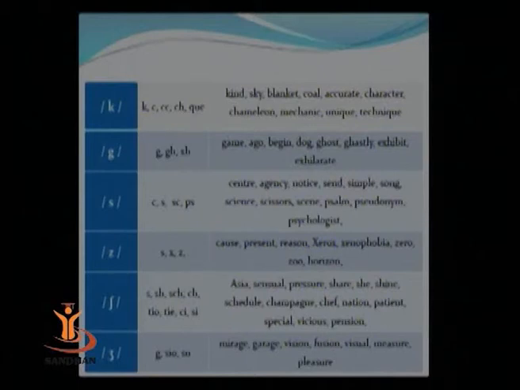s, x, z represent the z sound. Cause, C-A-U-S-E, cause. Present, reason. s, sh, sch, ch, tio, tie, ci, si. These letters represent the sh sound in the words. For an example: schedule, champagne, chef, nation, patient, special. g, sio, su. These letters represent the zh sound. For an example: mirage, garage, vision, fusion, visual, measure, pleasure.